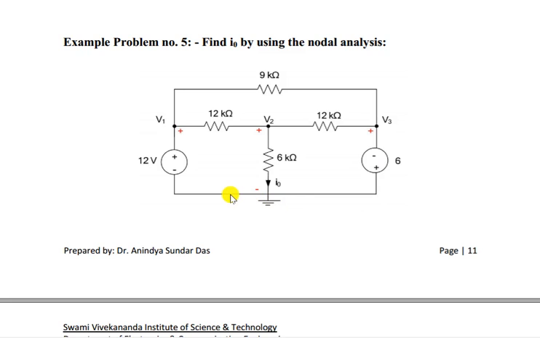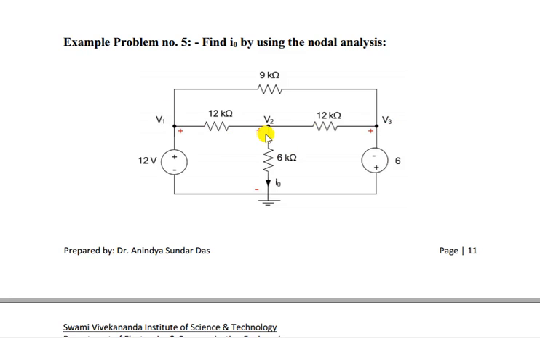If this is your 0 volt, then what is the value of V1? V1 should be 12 volt, right? So 0 plus, the voltage increases by 12 volt, and V1 becomes plus 12 volt. Now for this case, what will be the V3 value? Here the positive side is connected to ground, so it is connected to the negative, so V3 will be equal to minus 6 volt. So V1 is plus 12 volt, V3 is minus 6 volt.